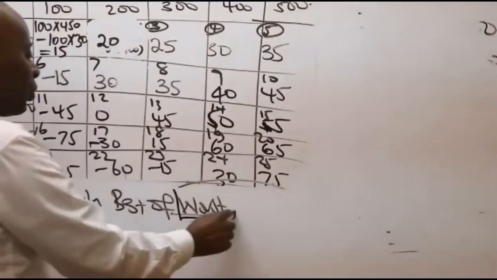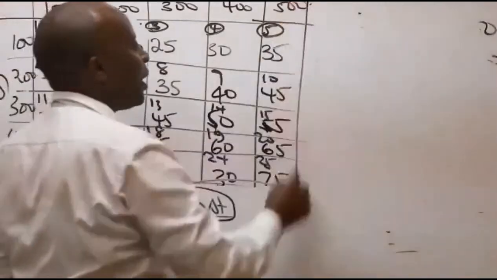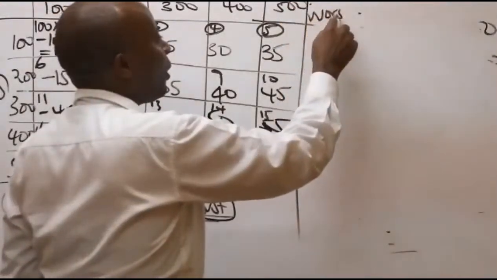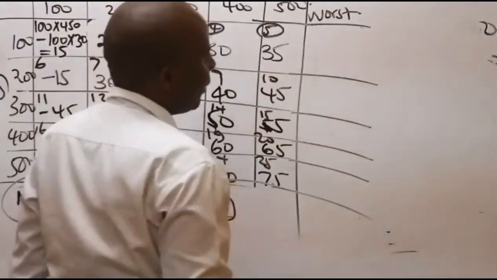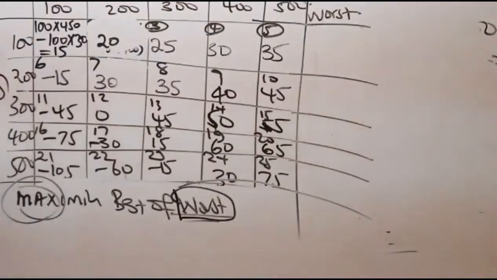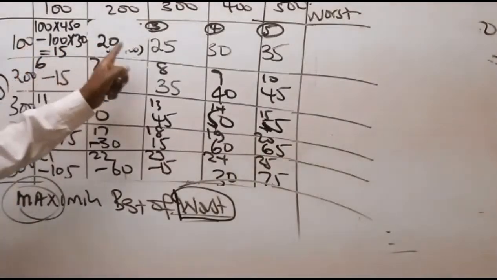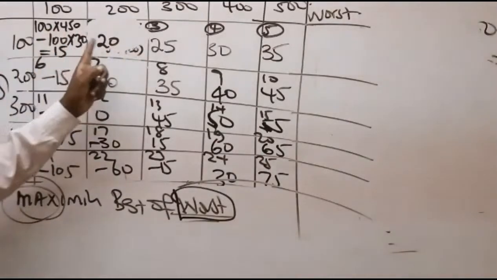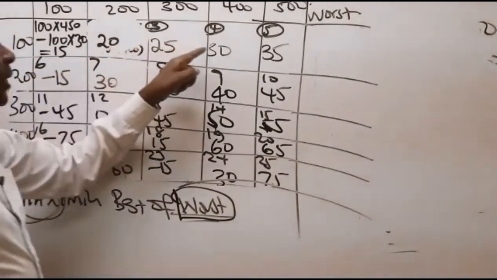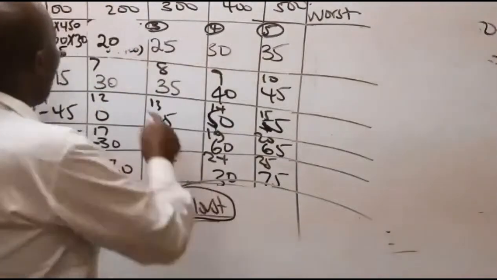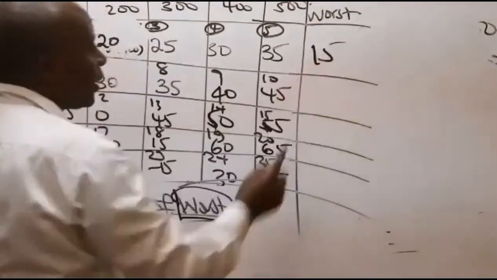So we need to start with worst. Create a column here for worst. For worst, we are going to each row, each alternative, selecting the worst profit, which will be the lowest profit. The worst profit here is negative 15, the very lowest.